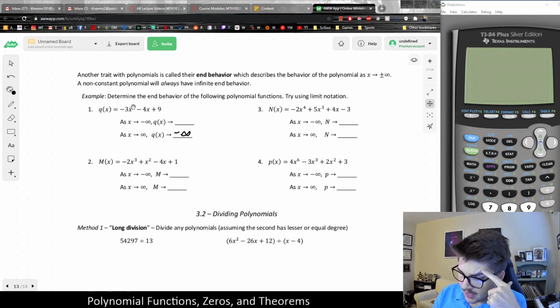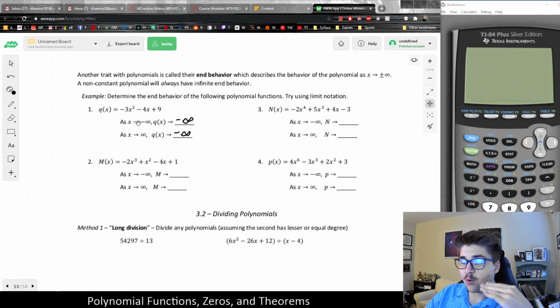Another way to remember why it's going in the same direction is because x squared removes the negative from the input, right? So whether I'm plugging in a positive or negative, in either case, this is going to be positive and multiplied by a negative. So ultimately, it's going to be going down as it gets larger and larger and larger.